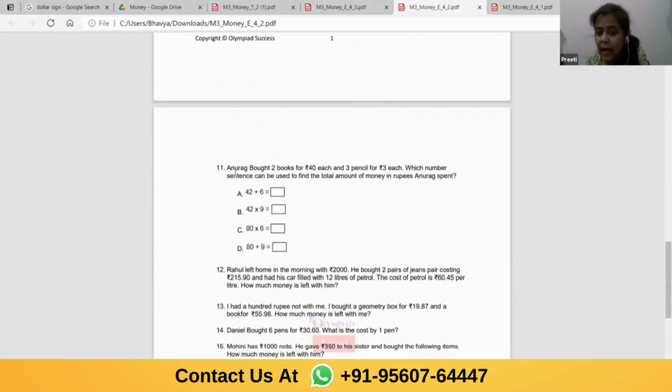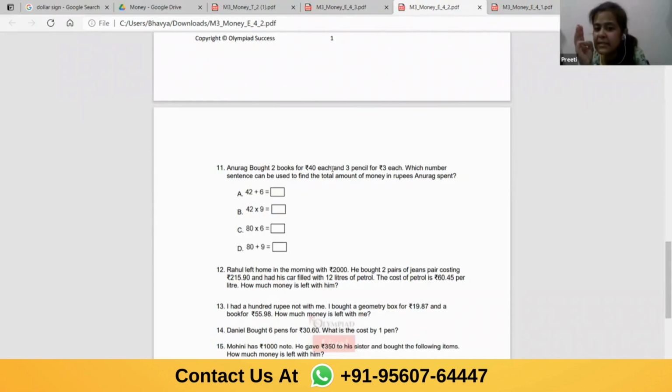Now, Anurag bought 2 books for 40 rupees each. Each book is for 40 rupees. So cost of 2 books is, if cost of 1 book is 40 rupees, how do you find out cost of 2 books? 80. Thank you, Zaira. 40 multiplied by 2. Ma'am, I also said, I am Revanta. Sorry, but I didn't hear you.